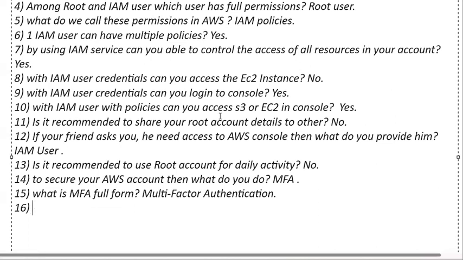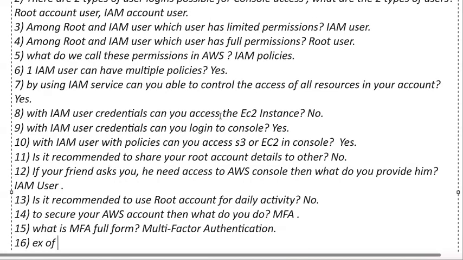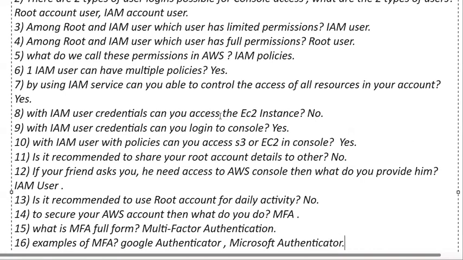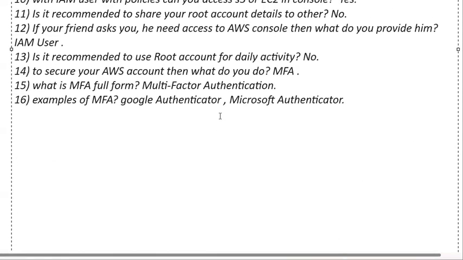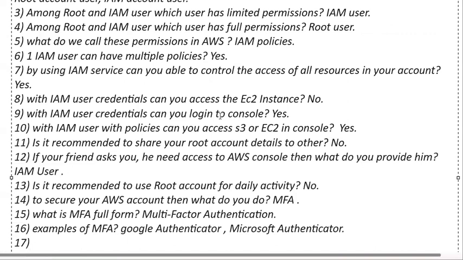Provide some examples of MFA. Yeah, of course. We have Google Authenticator and we have Microsoft Authenticator. For our current training, we're going to see Google Authenticator. It is free for us to use. So let's move on with another question.